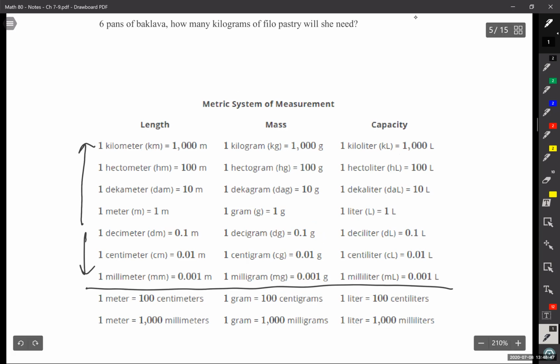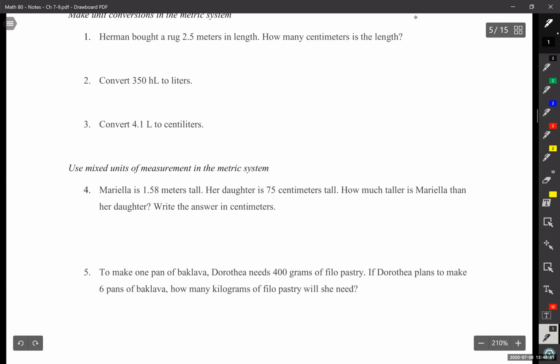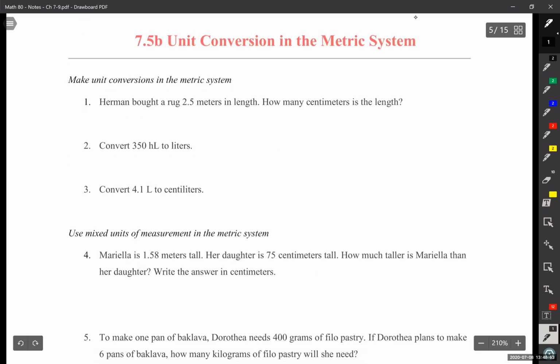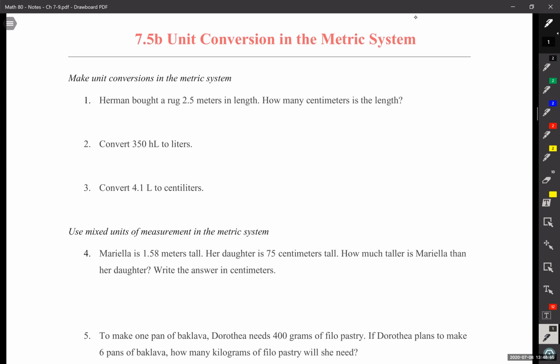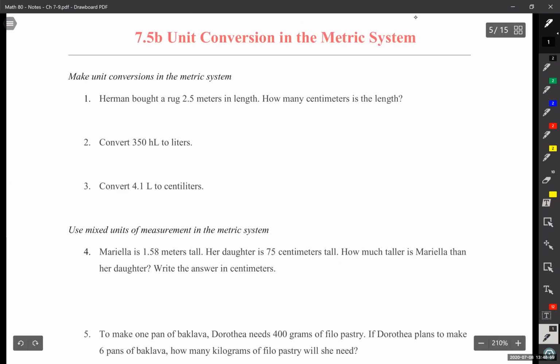This is a good one to have a hard copy of. If you are using your phone, it'll be a little trickier, but I'll go down to the bottom and show you what I mean in a second. It says, Herman bought a rug 2.5 meters in length. How many centimeters is that? So 2.5 meters equals how many centimeters? No fractions, just moving decimals.